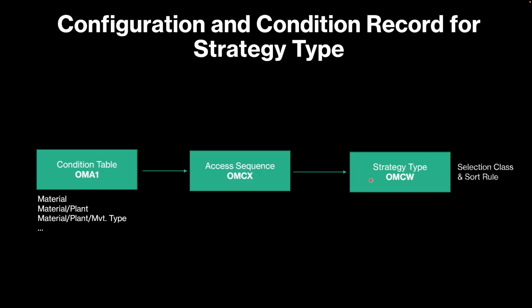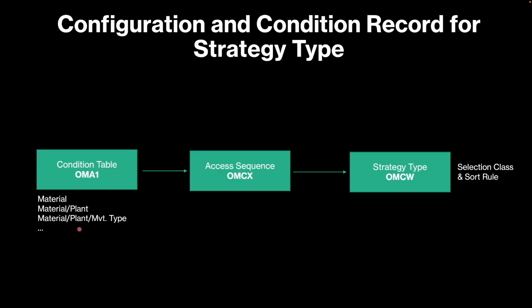Now this strategy type contains your selection class and sort rule. As we discussed earlier, we need selection class and sort rule to determine the batches, and for determining this selection class and sort rule, we need to enter condition records in this strategy type. So this strategy type will contain this access sequence, which contains this condition table. So whenever you try to maintain records for strategy type, the system will give you options of all these tables against which you can maintain the records.